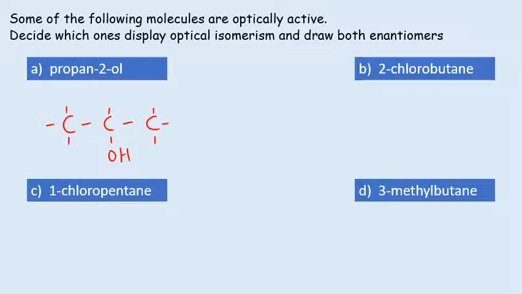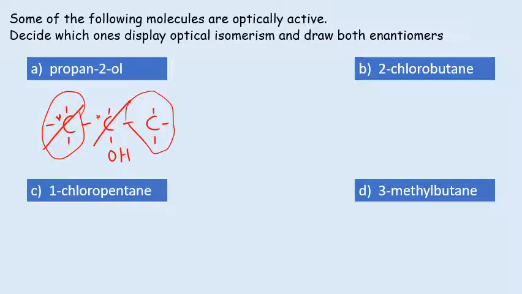So first of all, does this carbon have 4 different groups? Well, definitely not, because it's got 3 H's. So instantly it can't be a chiral carbon. This carbon, well, it's got an OH at the bottom. It's got an H at the top, but it's got 2 CH3 groups either side. So these 2 groups are actually identical. So that's not a chiral carbon.